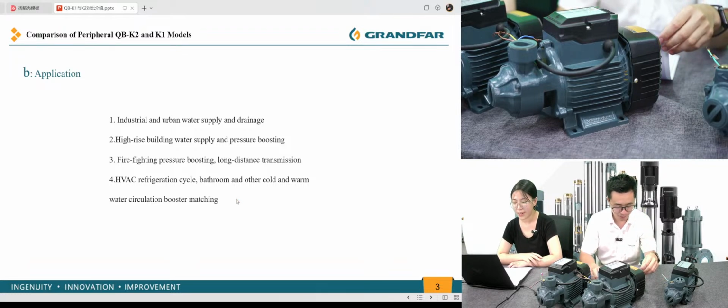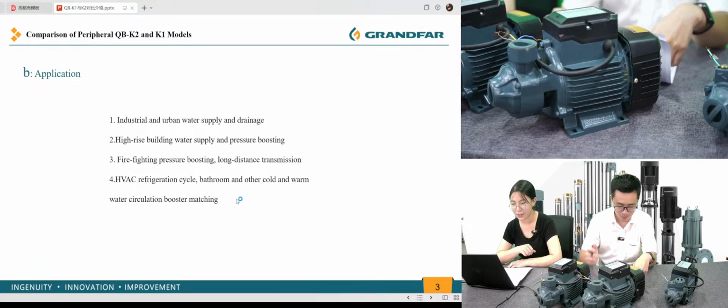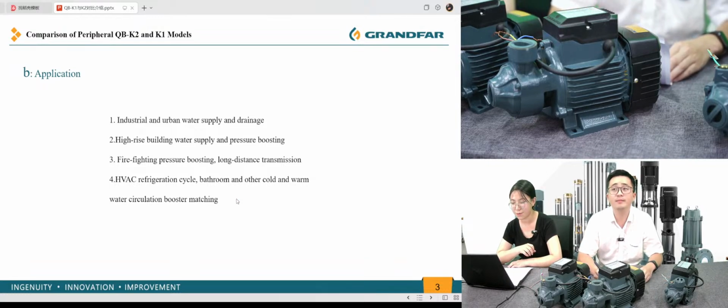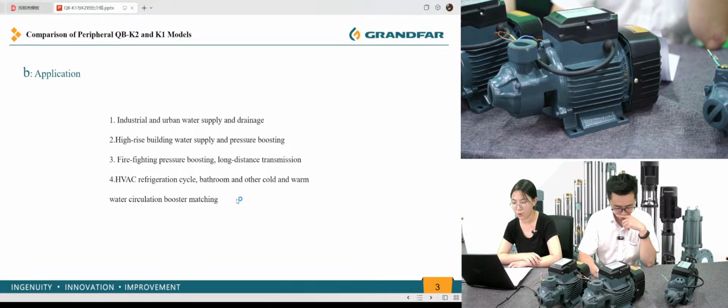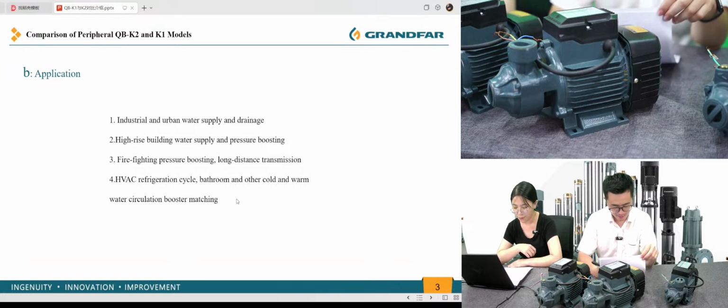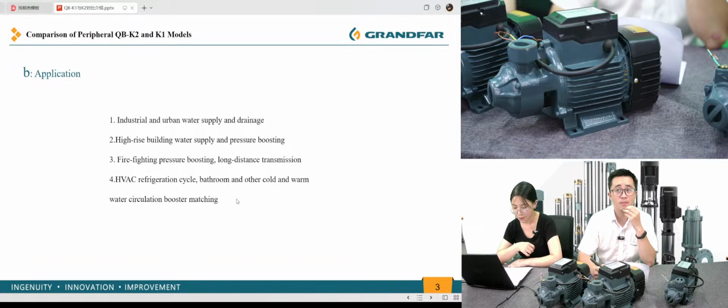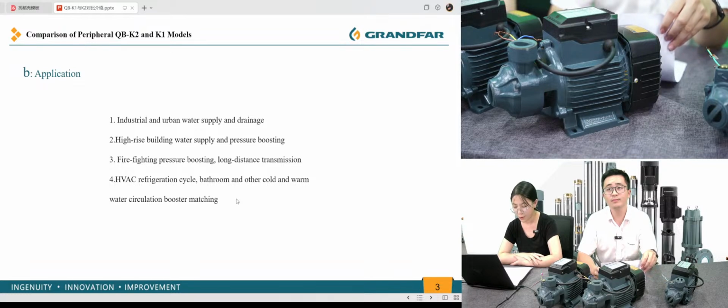Okay, and the second part is application. As for what kind of situations it can be used in our living, it can be concluded in 4 aspects. The first one is the industrial and urban water supply and drainage. That is to say, every one of us lives in a city, and when we're washing and drinking, where is the water we use from? What kind of machine makes water usable by humans? Actually, it's the peripheral pump that realizes this function.